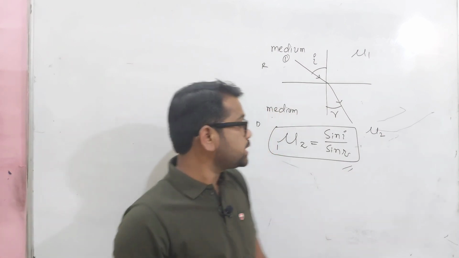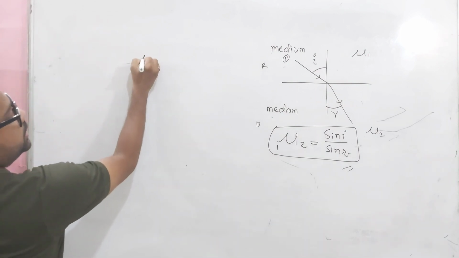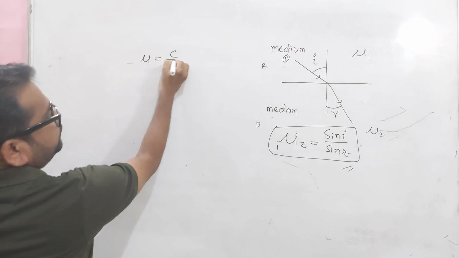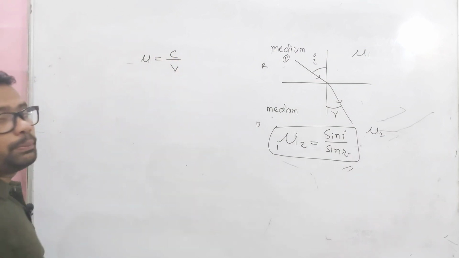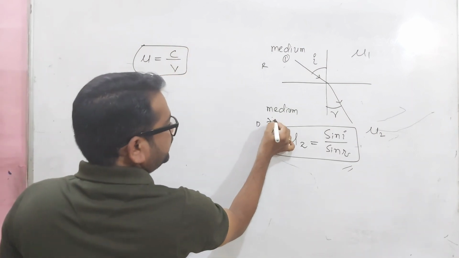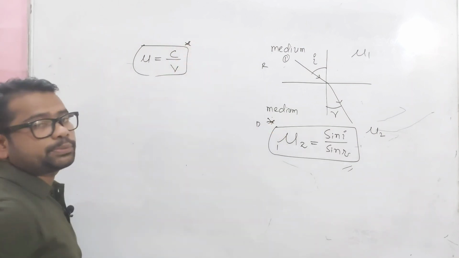And after that, dear children, we also discussed refractive index. What did we discuss? It is the ratio of the speed of light in a vacuum to the speed of light in a medium. This is also very important. Based on this and on this, we can expect numericals.